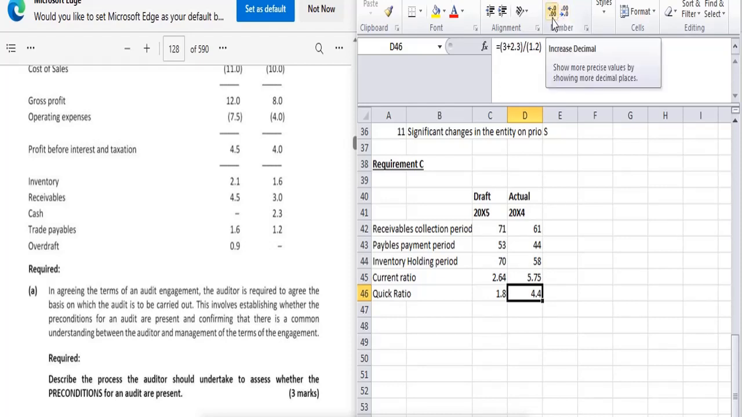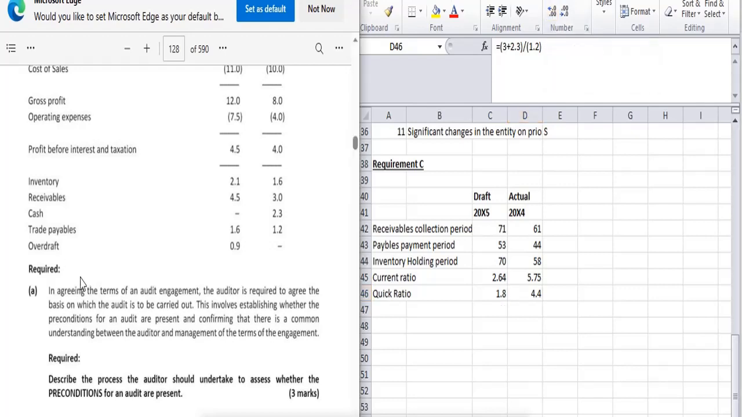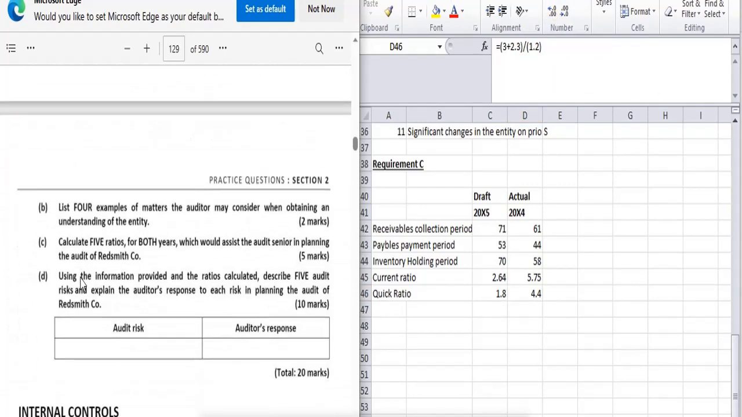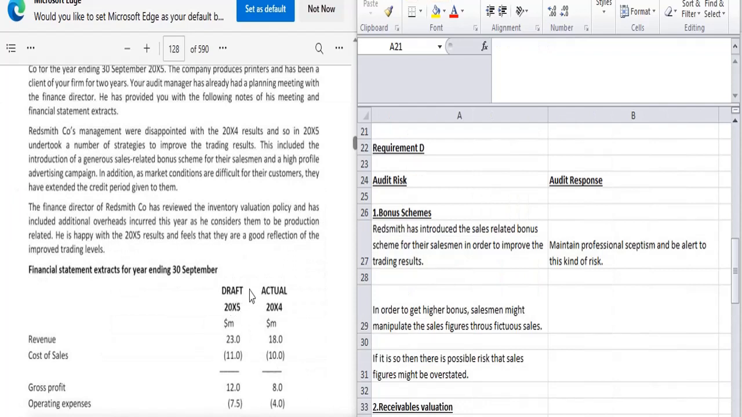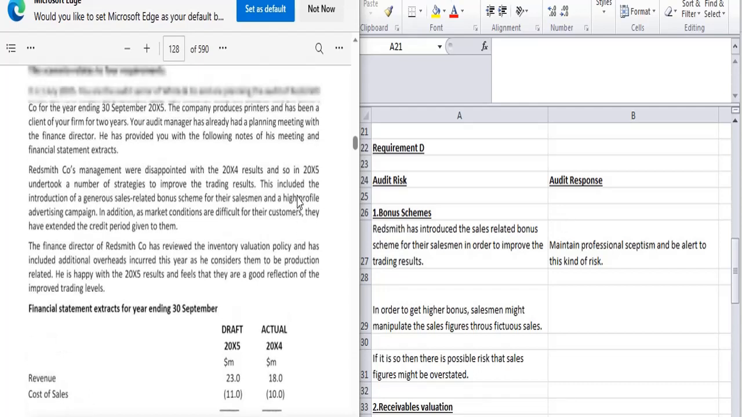Moving ahead, the last requirement of this question is to describe 5 audit risks along with their responses. Let's do it. I have done requirement D, and you can see it in the Excel sheet. Let me explain this.